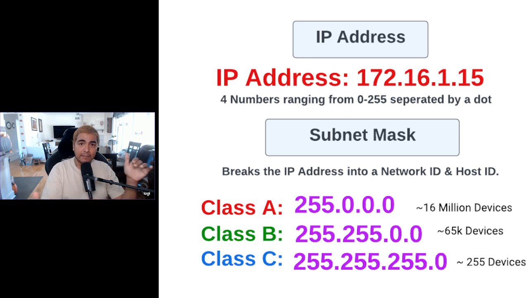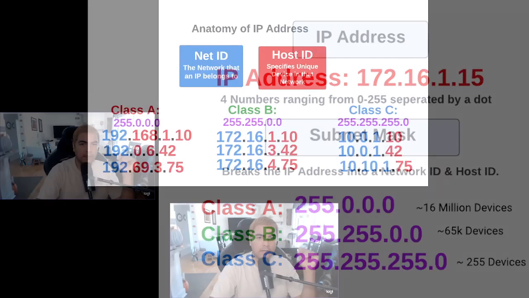So in a Class A subnet mask, we have a 255.0.0.0 scheme. In a Class B, we have a 255.255.0.0 scheme. And in a Class C, we have a 255.255.255.0 scheme. And what does that mean? What that means is that when we see a 255 in that octet, that specific octet in that IP range needs to match between devices in order for them to communicate properly on the network. Here, let me show you what I mean.